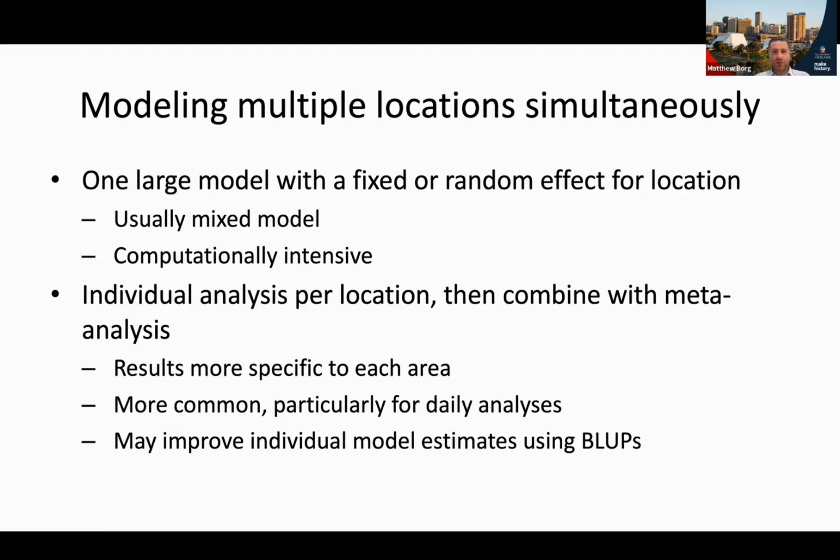Generally, there are two approaches. The first approach would be one large model to look at everything together. Say you include all the cities or areas within that model, and then you include different locations as a fixed or random effect. Commonly, that would be a mixed model, where you have a random effect for location.